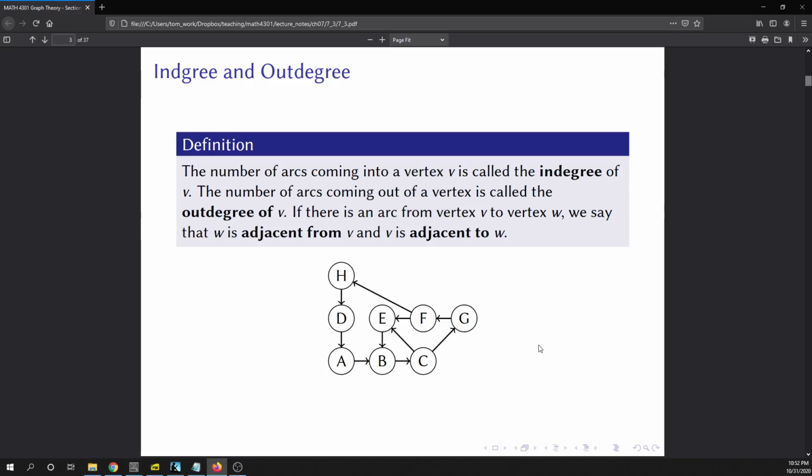So when we talk about degree, things are slightly different now. We have basically two types of degree, the in degree and the out degree. The number of arcs coming into a vertex is called the in degree of V. So here the in degree of H is 1. The in degree of E is 2, right? Because I have these two edges coming in. And the number of arcs coming out of a vertex is called the out degree of V, right? So H has out degree 1, C has out degree 2, F has out degree 2.